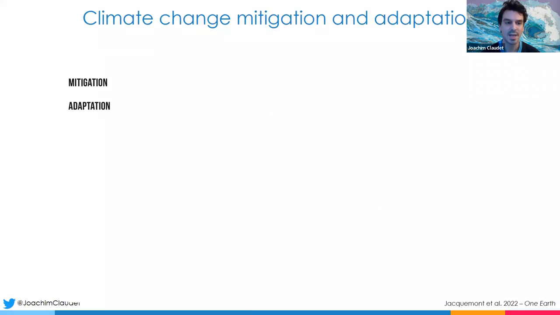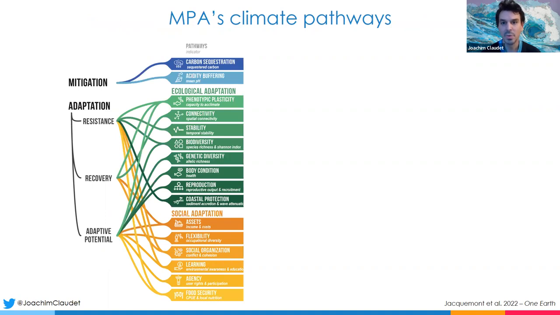So first, as you will know right now, we focused on mitigation and adaptation. And for adaptation, we thought about the different mechanisms that can be resistance, because adaptation can also be recovery, and it can be adaptive potential. So these are the mechanisms we focused on. And then we've identified pathways through which MPAs can provide benefits.